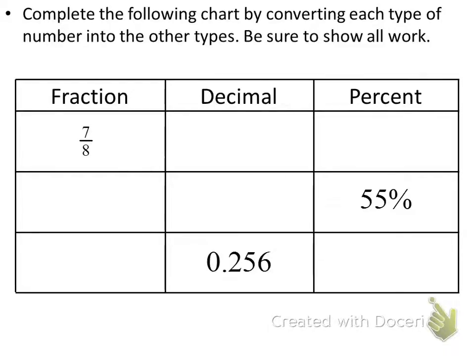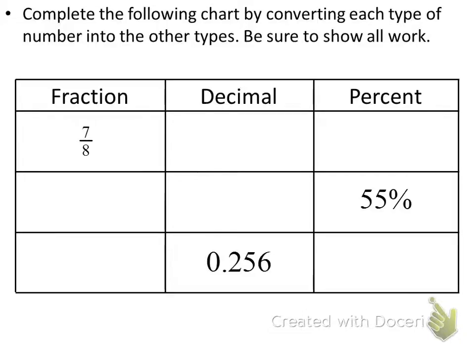Okay. So complete the following chart. I apologize if you guys didn't have it all done. I'll get you caught up. You're going to need that. By converting each type of number into other number types, be sure to show all your work. If you do not remember how to convert fractions, decimals, percents, you're going to get out the second set of notes that we took, this triad, where it says fraction to decimal, decimal to percent. You're going to want to have those. You're going to read the chart.